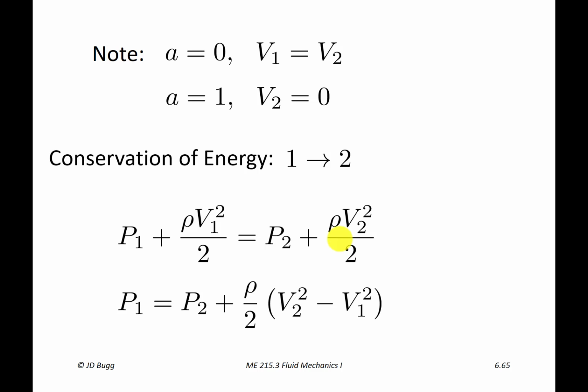So just rearranging this, we want to get an expression for P1. P1 is P2 plus rho over 2 times V2 squared minus V1 squared. All I've done is taken that term over to the other side. We want to do that because we're going to combine this very soon with a very similar equation from 3 to 4. So we'll just set that aside for a moment.